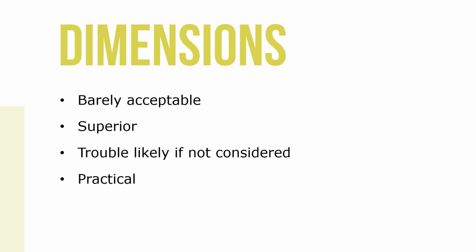After the job elements are identified by job analysts or subject matter experts, they are collected and evaluated along 4 dimensions. Barely acceptable, the number of barely acceptable employees who have this element. Superior, the degree of how useful an element is for distinguishing superior workers from average workers. Trouble likely, if not considered, the probability of trouble occurring in the performance of a job if employees do not have this element. And practical, the extent to which job applicants are likely to possess this element.